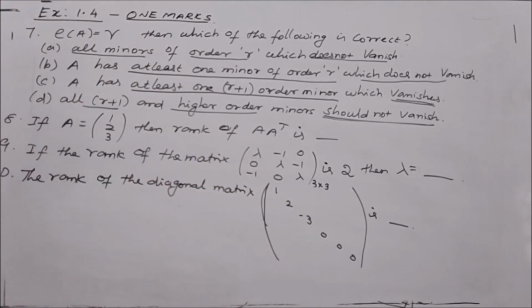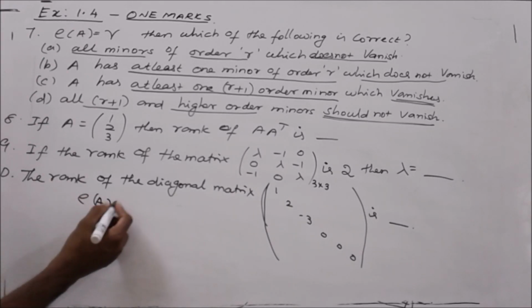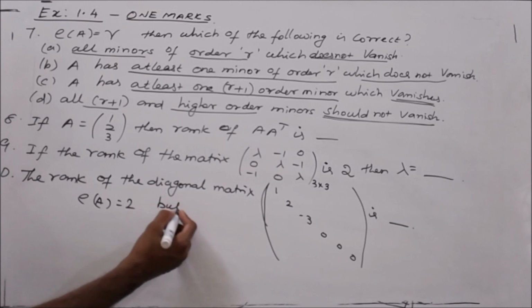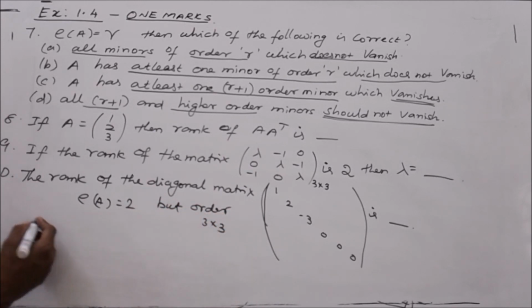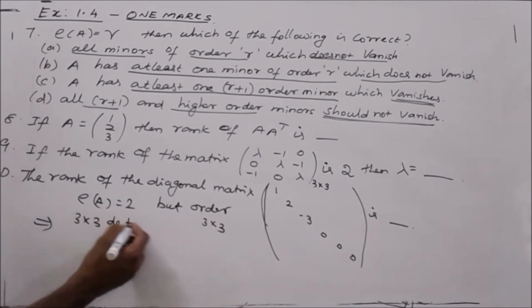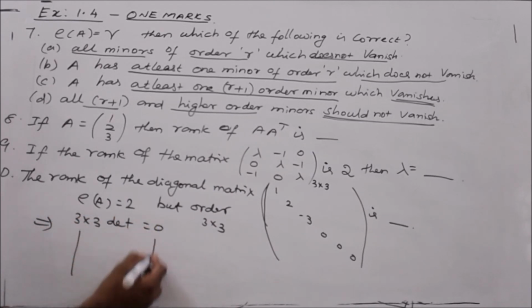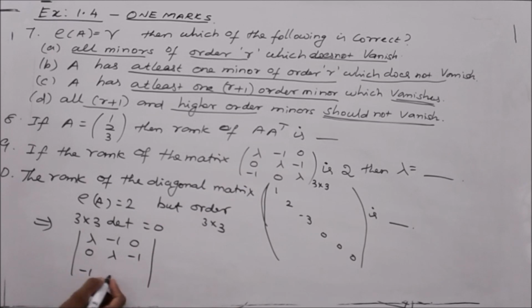So that 3 by 3 determinant equal to 0. Rank of A equal to 2. But the order of the matrix is 3 by 3, which implies its 3 by 3 determinant will be equal to 0. So take the 3 by 3 determinant: lambda minus 1, 0, 0; lambda minus 1, minus 1, 0, lambda; that is equal to 0.